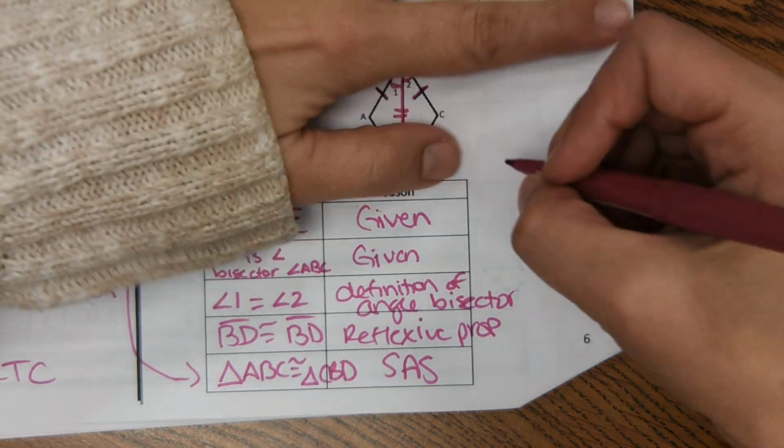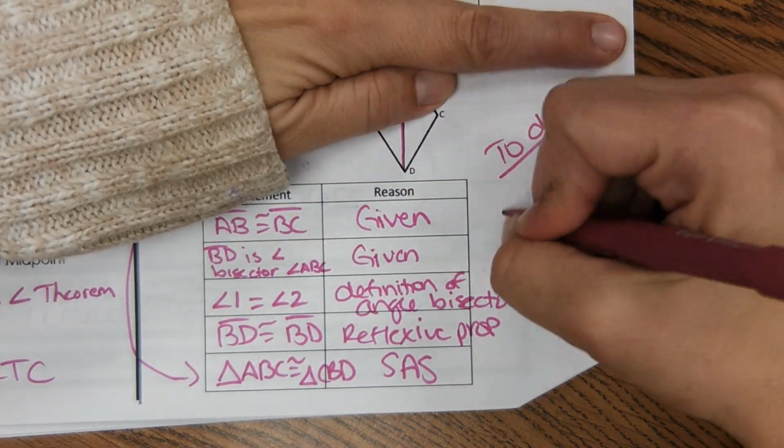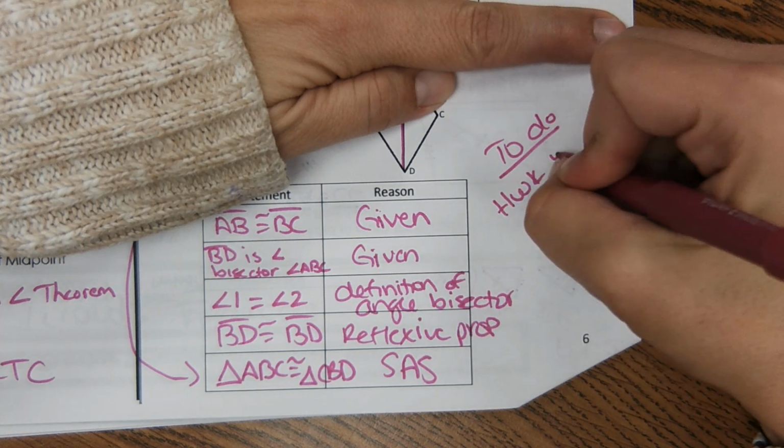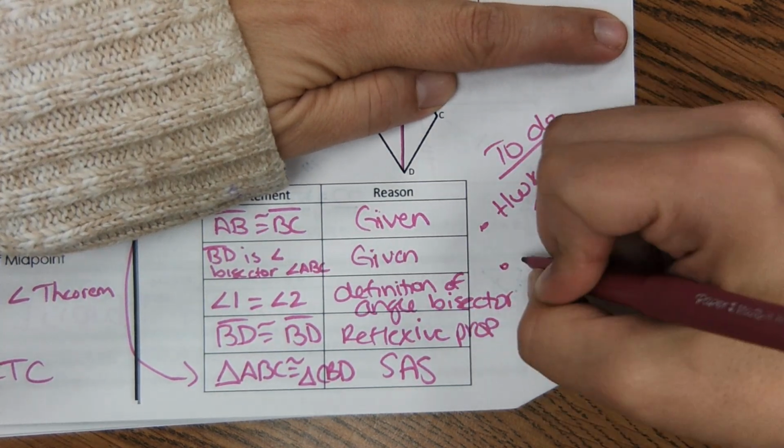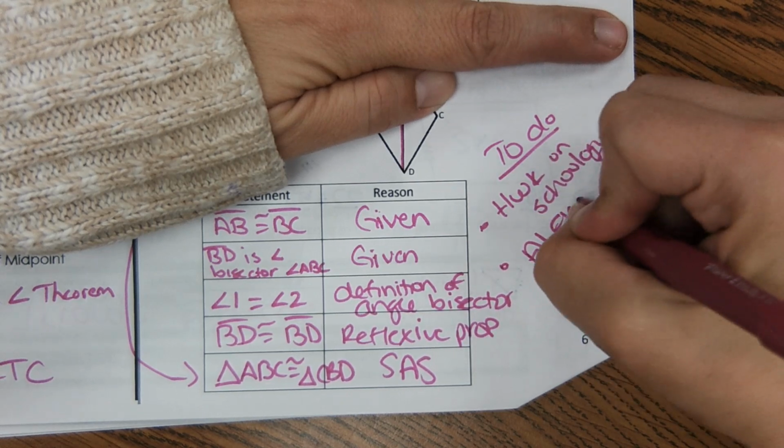Okay, so your to-do list, there is homework on this on Schoology. So you're going to do homework on Schoology. And then if you finish that, then work on your weekly Alex or start your weekly Alex.